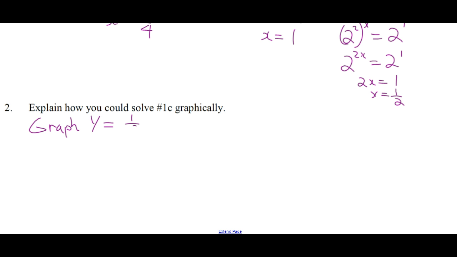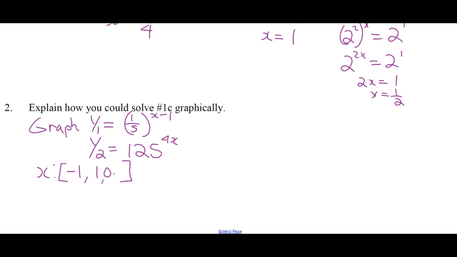y1 is equal to 1/5 to the x minus 1. Oops, y1. y2 is equal to 125 to the 4x. Pick an appropriate window. So an x window. Now we already know the solution for 1c is 1/13, right? So we don't have to go that big. We'd say go from -1 to 1 by 0.5.